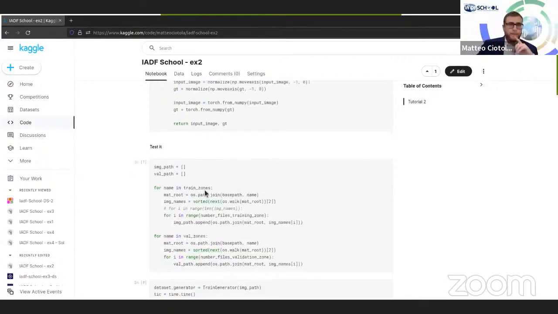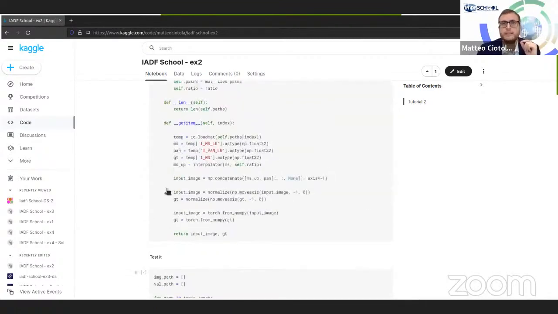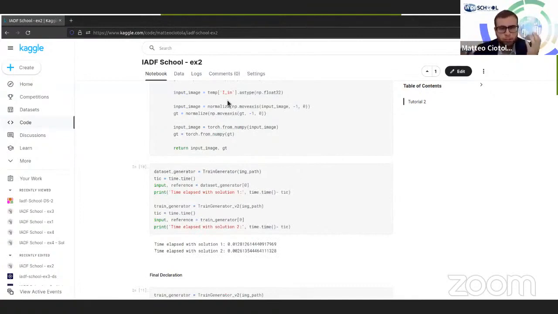Okay, a little tip for you. If you have enough space on your hard disk drive, try to implement all these calculations offline. Indeed, training a neural network is already computationally and time expensive, and some manipulations may even slow down the entire process. In particular, the interpolator could be not computationally efficient. So I have tried to implement this solution offline, adding a new field in my mat file called IE, and comparing the two versions of the dataset, we can see that the second solution is really, really faster than the first one. So we will use the second one.